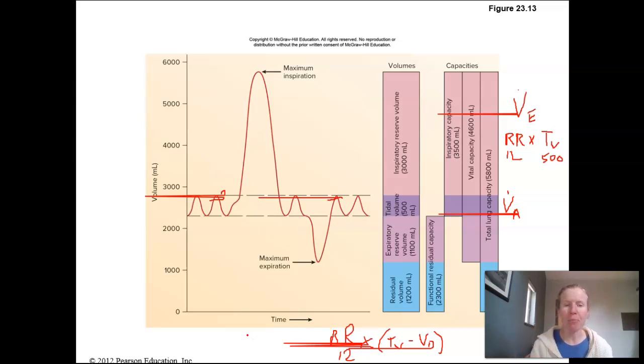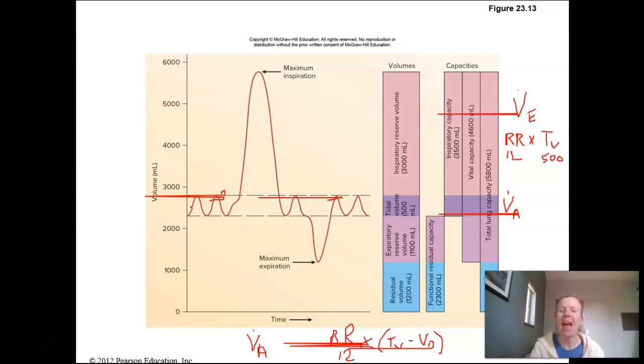That would be your V sub A, the alveolar ventilation. Okay, there's a little bit of math that you might possibly have to do there, but it's not too bad.